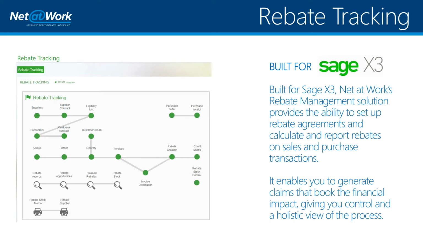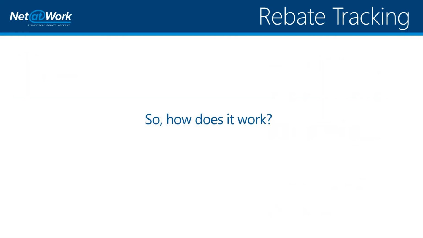So in order to solve this, we actually developed a full-blown rebate tracking solution directly into Sage X3, using all of the Sage X3 development tools, allowing you to calculate and report rebates on any transaction, and allowing you to generate claims that book these credits directly to the accounting system, giving you a holistic view of the entire process. So how does it work?